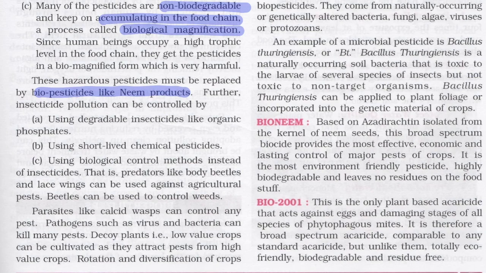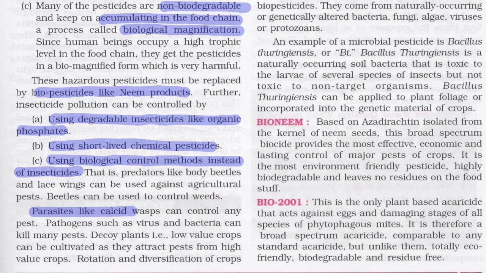Further, insecticide pollution can be controlled by using degradable insecticides like organic phosphates, use of short-lived chemical pesticides, and use of biological control methods instead of insecticides. That is, predators like ladybird beetles and lacewings can be used against agricultural pests. Beetles can be used to control weeds. Parasites like chalcid wasps also can control many pests. Pathogens like viruses and bacteria can kill many pests.